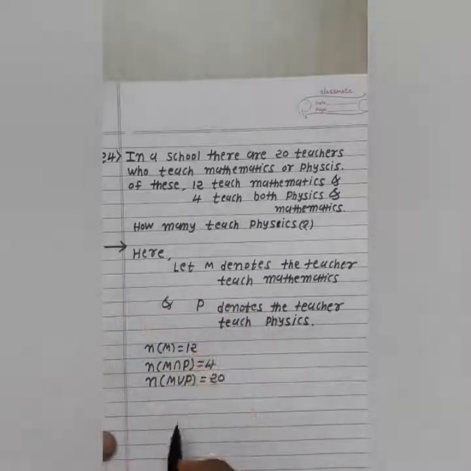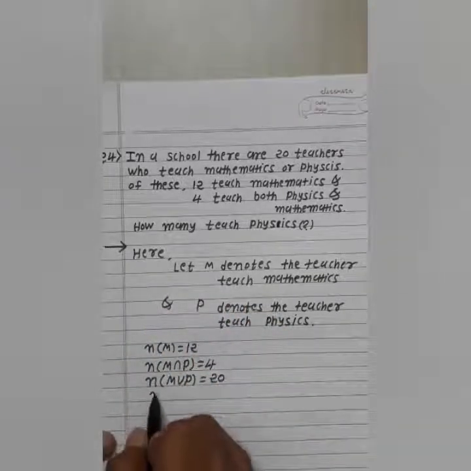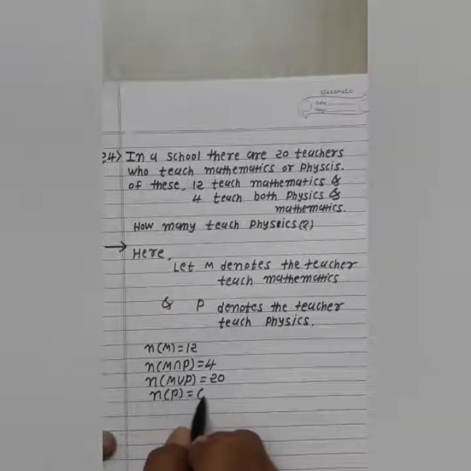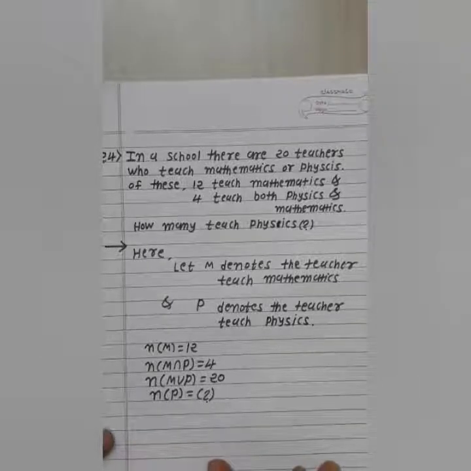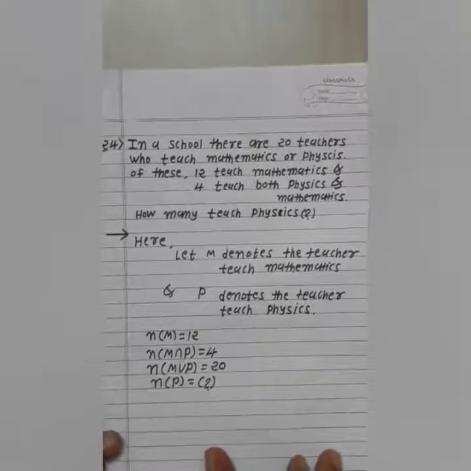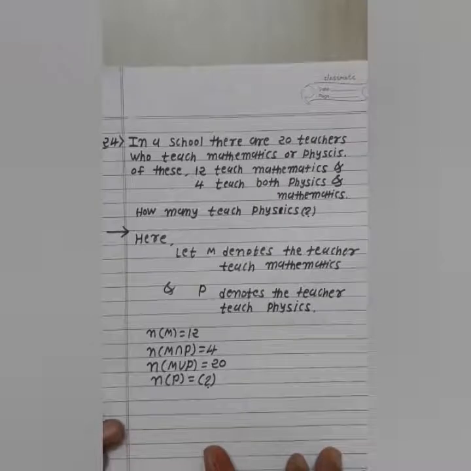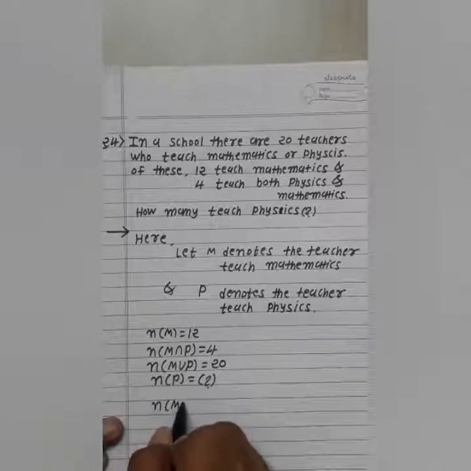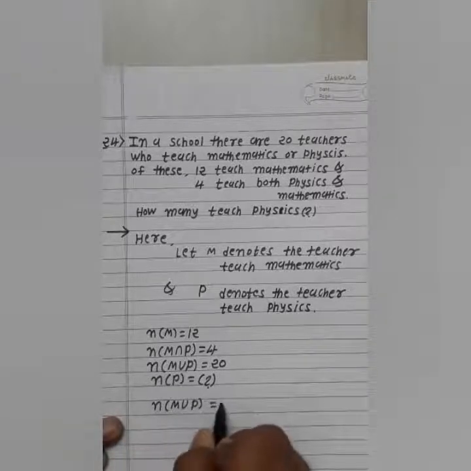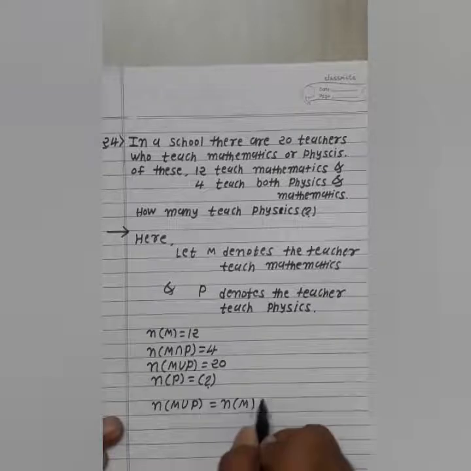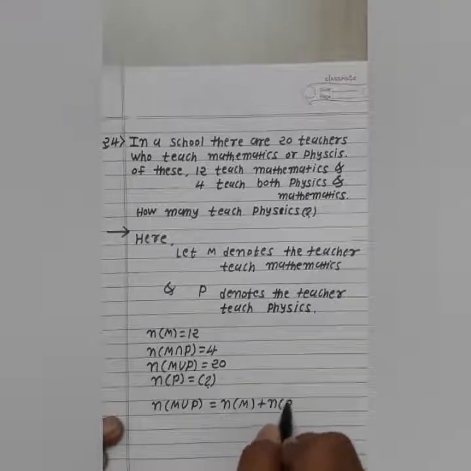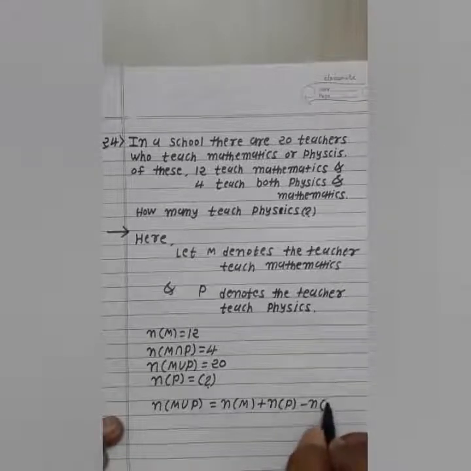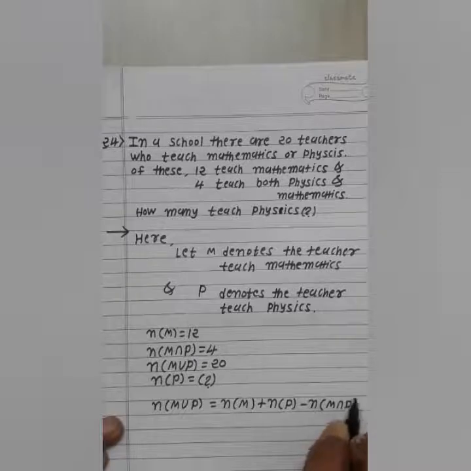Now how many teachers teach physics? That means find out n of p. So again the same formula applies here. First of all, we know that n of m union p is equal to n of m plus n of p minus n of m intersection p.